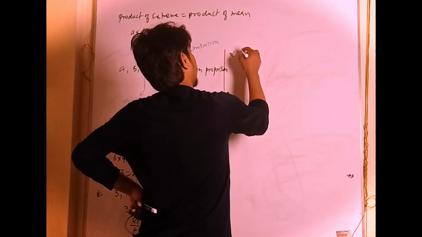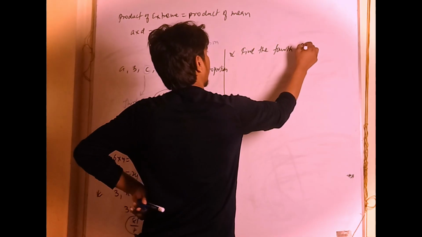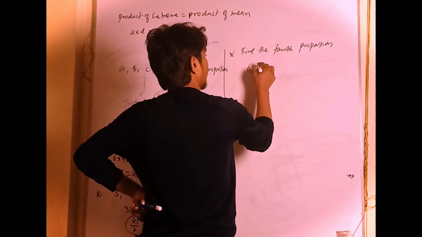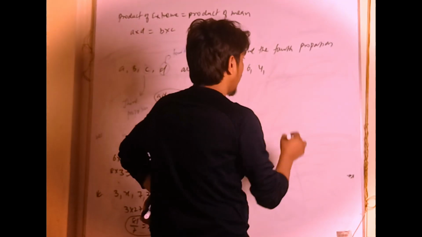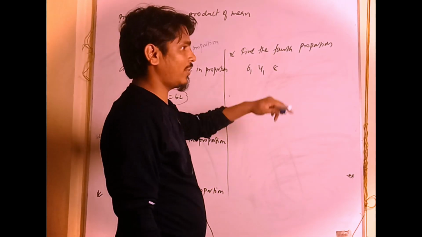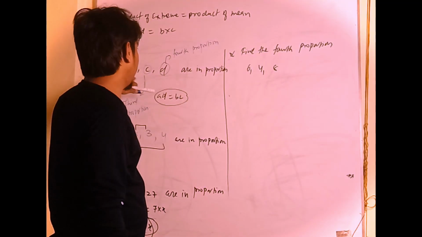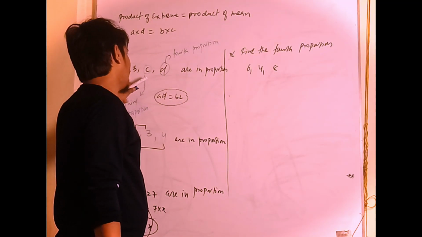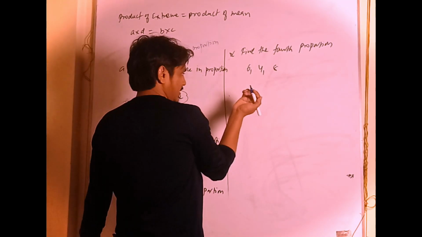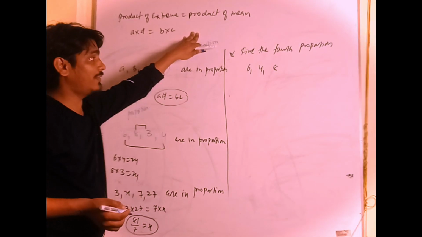Now over here, try to find the fourth proportion. We have given 6, 4 and 8. Find the fourth proportion. It means we have been given the first three numbers, and the fourth proportion is the last number. In such a question we just have to use the fact that the product of extremes is equal to the product of means, and then we can get it.